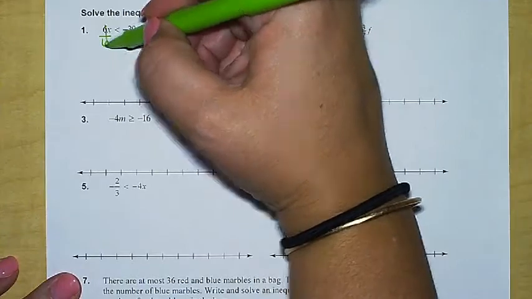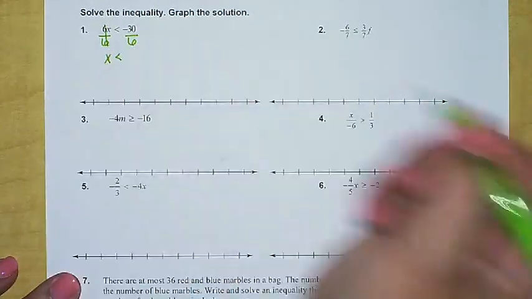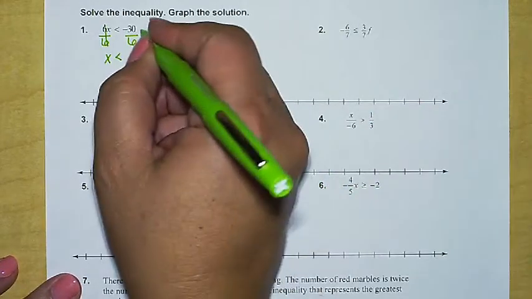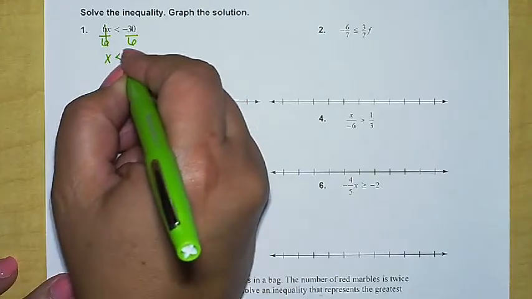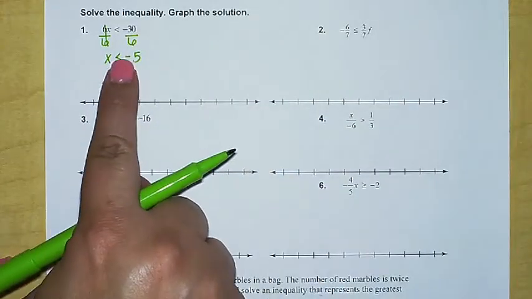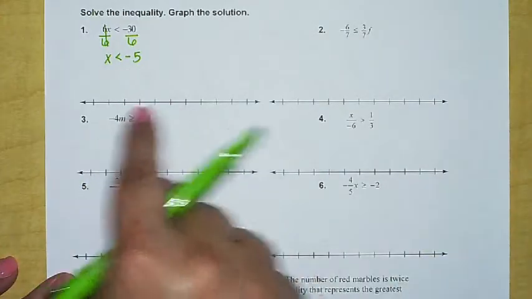That'll cancel our 6 here. On the left side, it'll leave x alone. Our inequality relationship remains the same, so it's still going to be a less than. And on the right side, negative 30 divided by 6 is negative 5. So our solution is all the x's that are less than negative 5. And then we graph our solution.